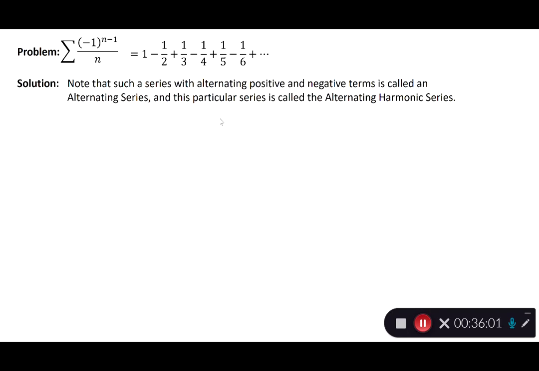Such a series with alternating signs is called an alternating series, and this particular series is the alternating harmonic series. Our regular harmonic series was 1 plus 1/2 plus 1/3. Now this is an alternating series, and it's an alternating harmonic series.